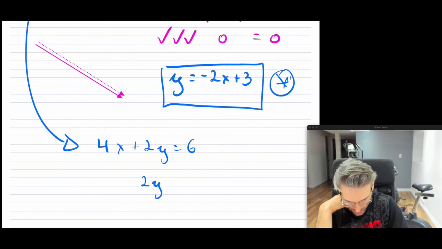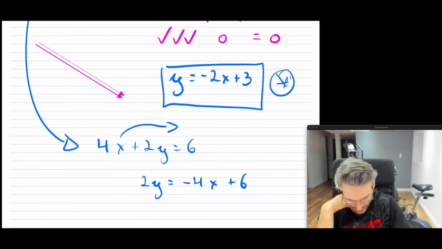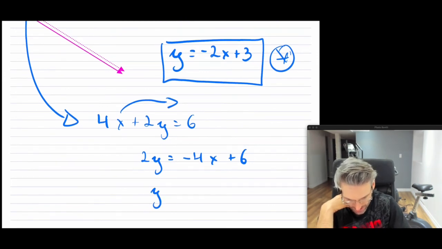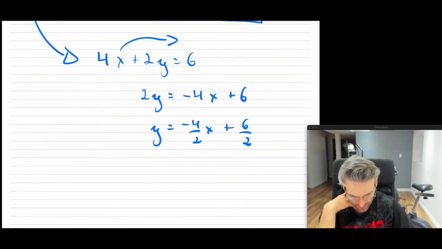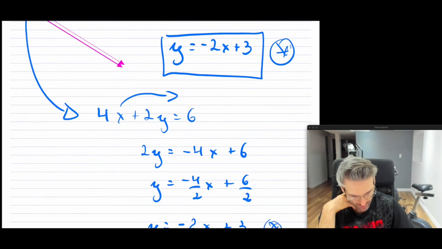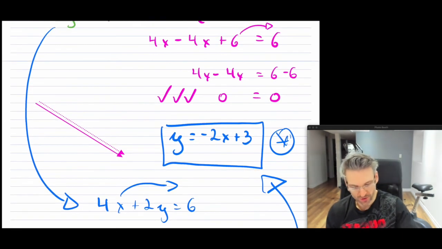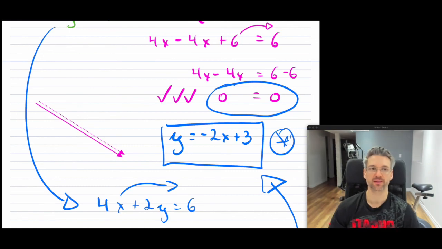So I'm going to have 2y equals negative 4x plus 6, if I shift this over. I'm dividing by 2 on both sides. So it's going to be negative 4 over 2x plus 6 over 2. So that's by the division. And indeed, if you now simplify this, 4 over 2 is just 2, so negative 2x, and then this is 3. So there you go. These are exactly the same lines. Same slope, same intercept. And that's what's going to happen to you when you do the substitution method.